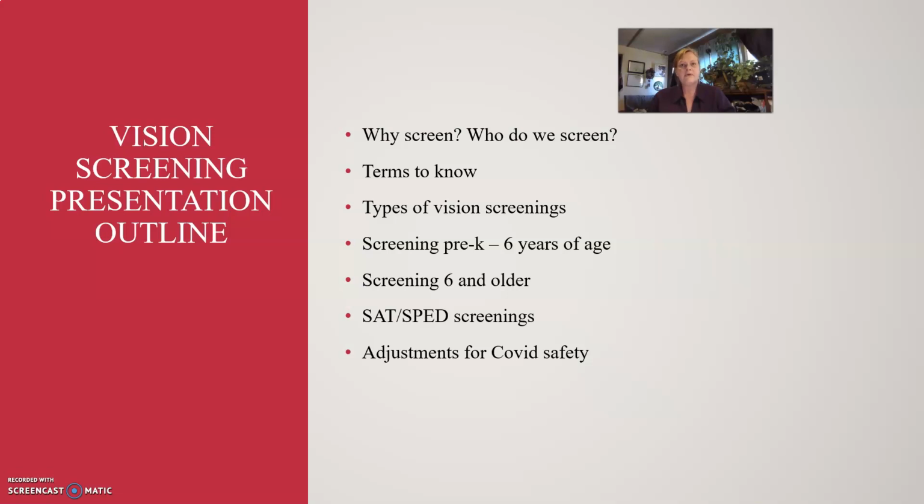This is the outline my presentation will follow, and by the end of this presentation, you should be able to identify who needs a vision screening, what ages, what types of screening are required, and any changes made in the screening process for COVID.